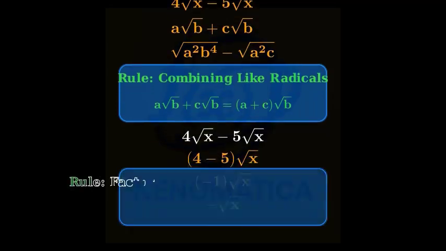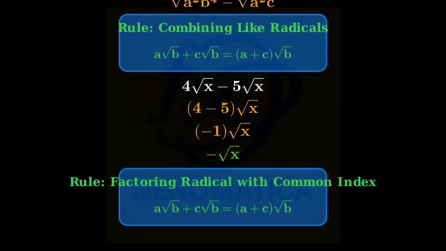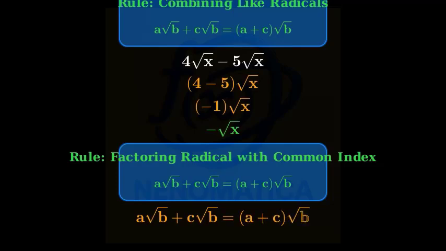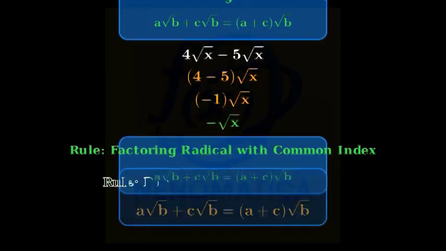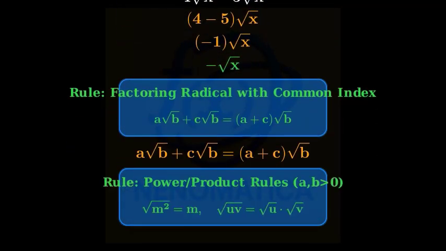Step 2. We restate the general rule as a template. So a root b plus c root b equals (a plus c) root b. Step 3. Use power and product rules for roots. The square root of m squared is m when m is positive, and the square root of a product equals the product of the square roots.